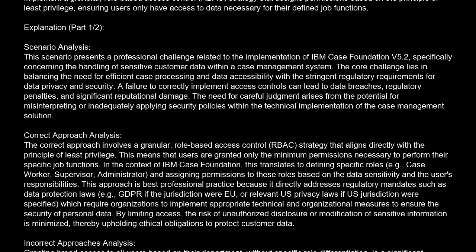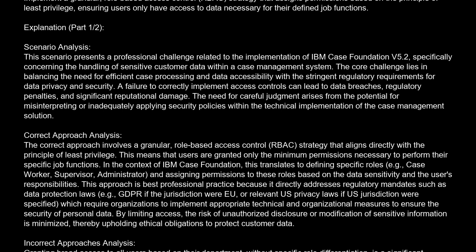Explanation. Scenario analysis. This scenario presents a professional challenge related to the implementation of IBM Case Foundation v5.2, specifically concerning the handling of sensitive customer data within a case management system. The core challenge lies in balancing the need for efficient case processing and data accessibility with the stringent regulatory requirements for data privacy and security. A failure to correctly implement access controls can lead to data breaches, regulatory penalties, and significant reputational damage. The need for careful judgment arises from the potential for misinterpreting or inadequately applying security policies within the technical implementation of the case management solution.